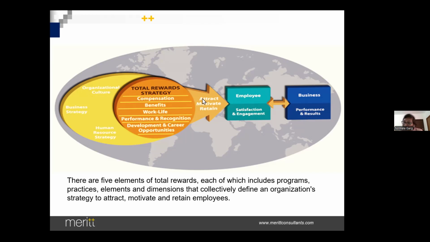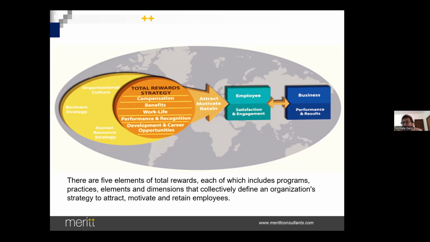Now, in order to attract, motivate, and retain such employees, today organizations are coining their employer value proposition, EVP. I'm sure most of you have heard about it. What is your employer value proposition? Now we talk about a total reward strategy. When I say total reward strategy, it looks at the entire reward strategy beyond just money. We only looked at compensation, money and non-monetary, but total reward strategy looks beyond money.